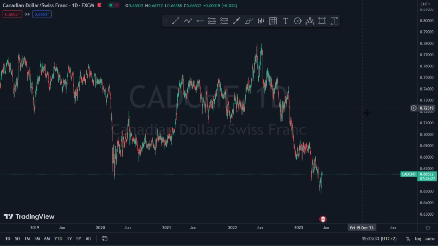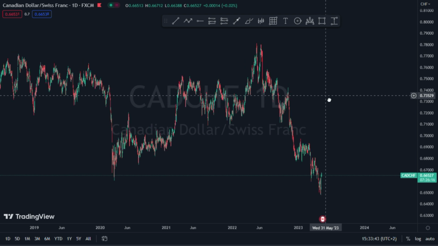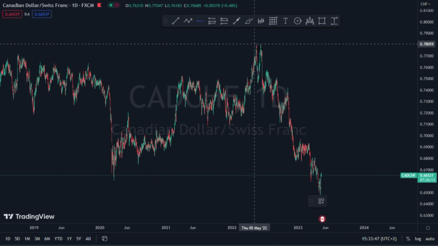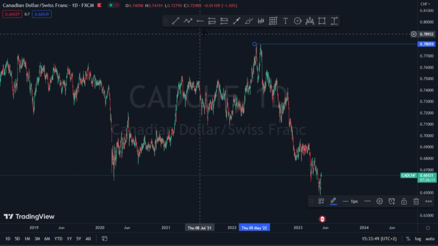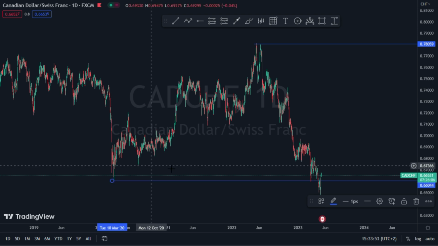So let's take a look at this CADCHF. Here I'm on the daily time frame, right? Within this daily time frame, I've spotted my highest high of the market, which is that level right there, and I've spotted my lowest low, which was that level right there, right?